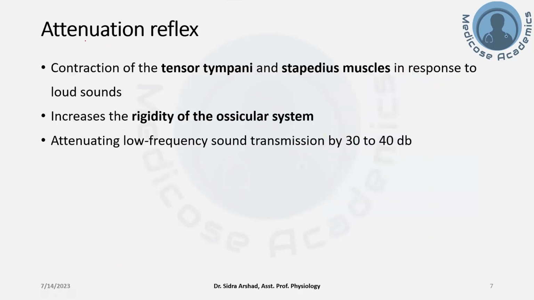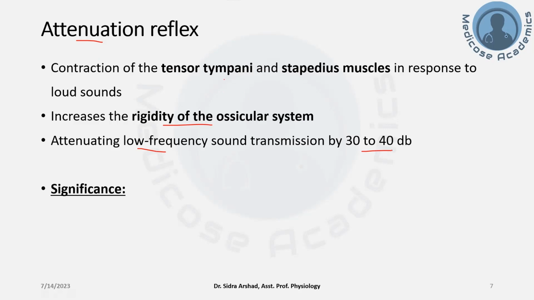There is another concept known as the attenuation reflex. It is a protective reflex which helps protect the hair cells from being exposed to low frequency, high amplitude sounds. In response to loud sounds, the tensor tympani and stapedius muscles, which are present in association with the ossicular system, contract. By contracting, they make the ossicular system rigid. This rigid ossicular system does not vibrate with as much amplitude as it does normally. By this mechanism, the transmission of sound waves is reduced. So it attenuates low frequency sound transmission by 30 to 40 decibels.